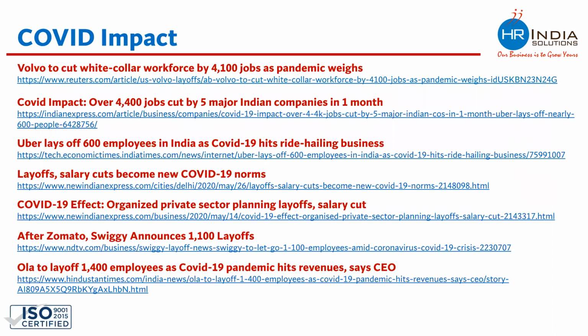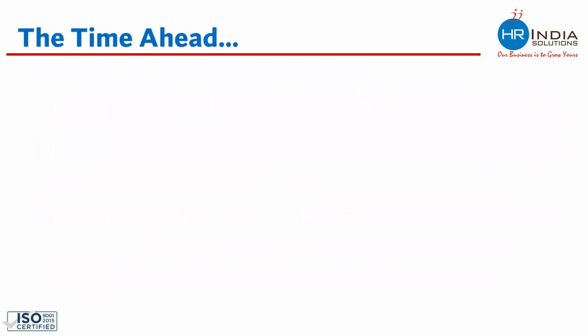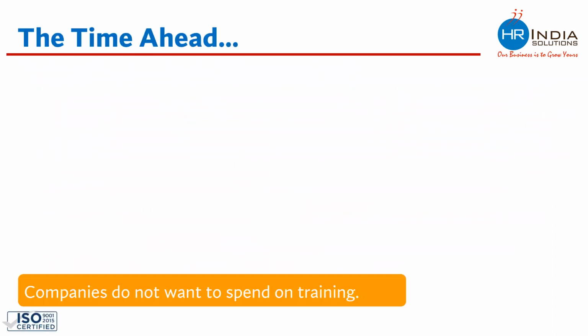COVID impact, we have seen that again the layoff has started. Meta is firing 19,000 employees. Amazon is again firing 10,000 employees. So this will keep on going, layoff, firing. The time ahead is slightly difficult.